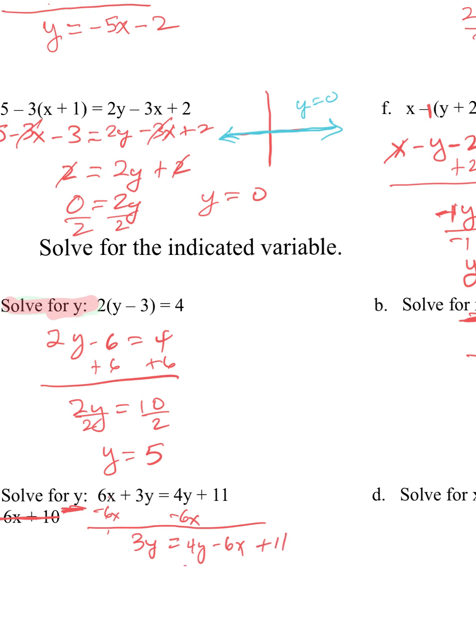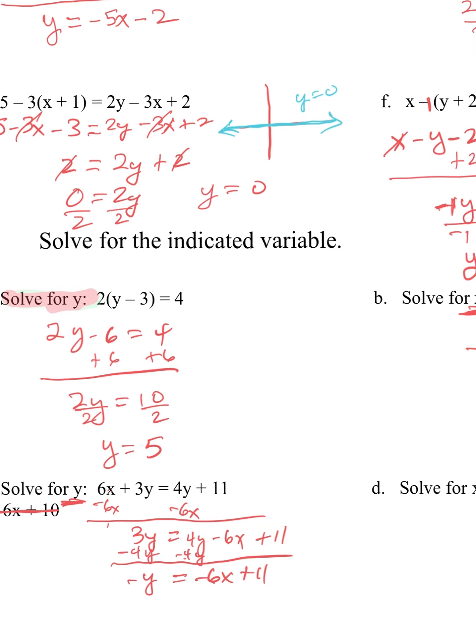And then I'm going to minus 4y. The reason I'm going to do this, 4y minus 4y, the trick is to get the y's together on one side. So you're going to get negative y over here because that's negative 1y, or just plain y here. 4y minus 4y is 0. We get 6x here plus 11.